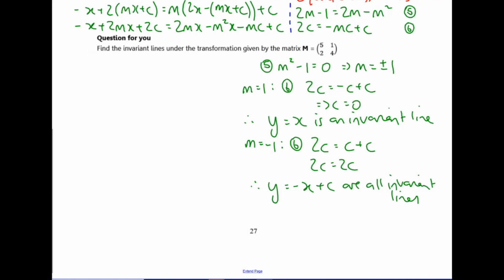The algebra is quite tricky in these. It's easy to get bogged down or forget what to do next. But ultimately, you're trying to get rid of x dash, y dash, and y, and then trying to work out m and c. And what happens at the end, I think, is a little bit tricky. The values that you find for m and c have to work for both of these equations, and they will tell you what types of invariant lines you've got.